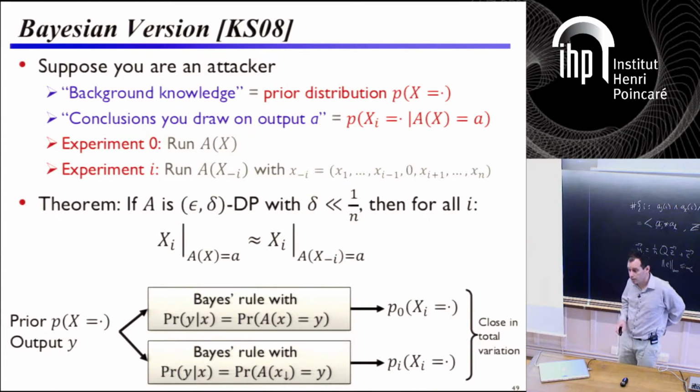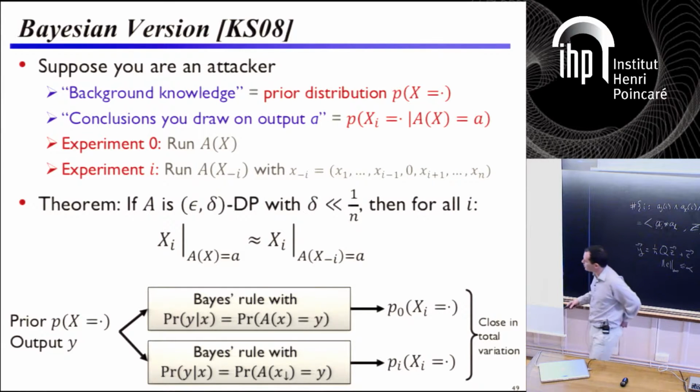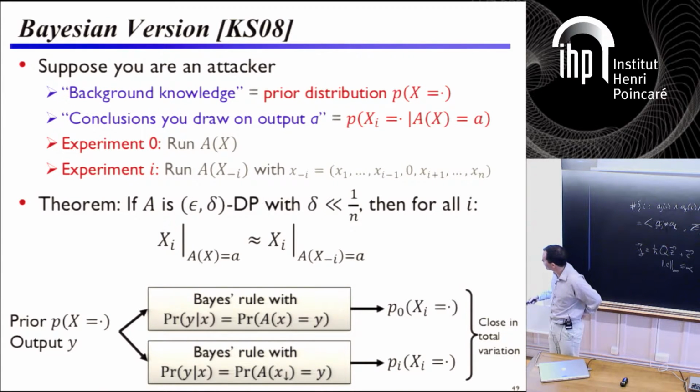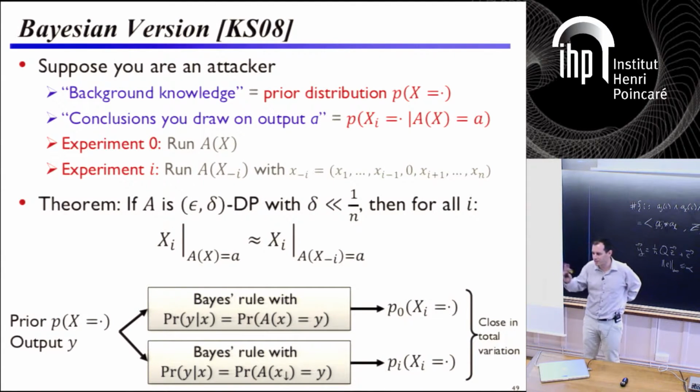Yeah? You get a stronger result with delta equal to 0, but I'm not going to explain the difference. There are differences, but at this level, they're not important.